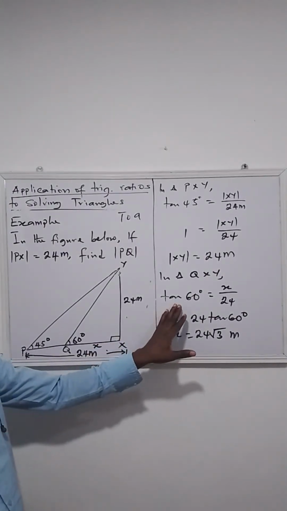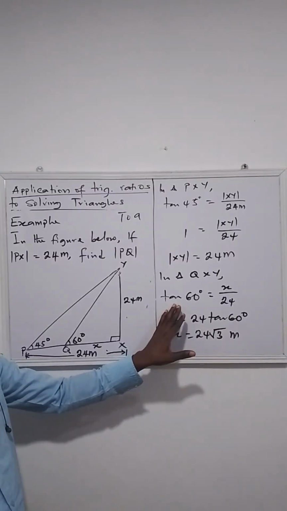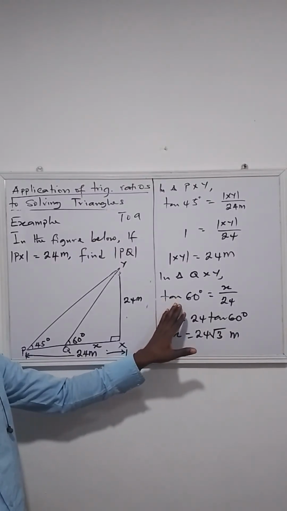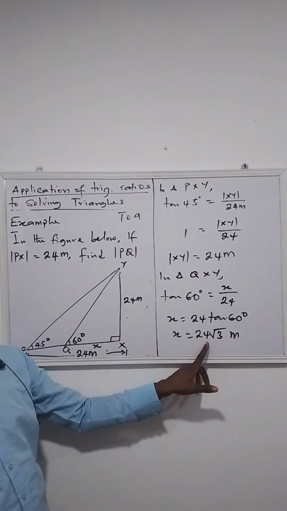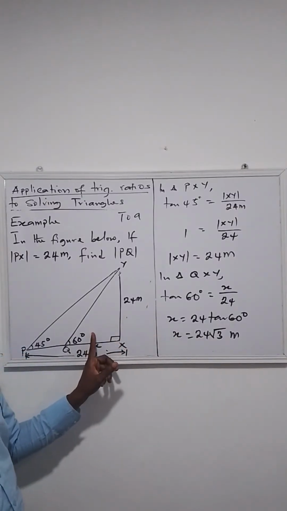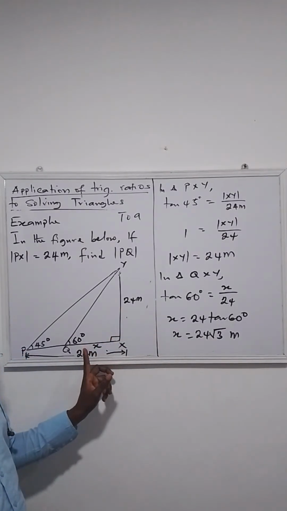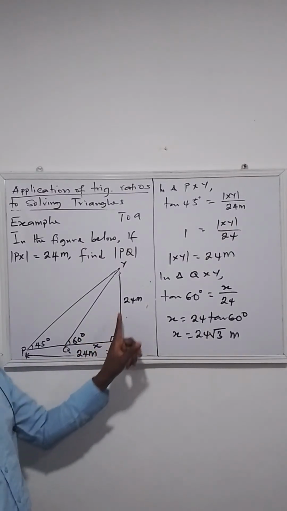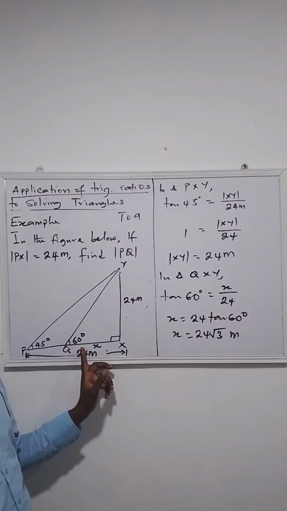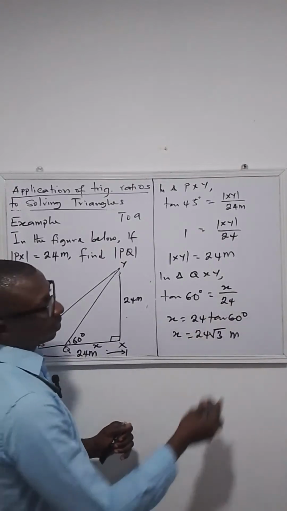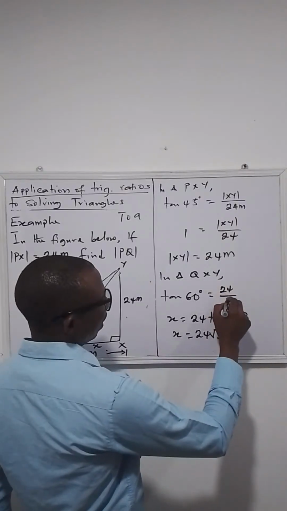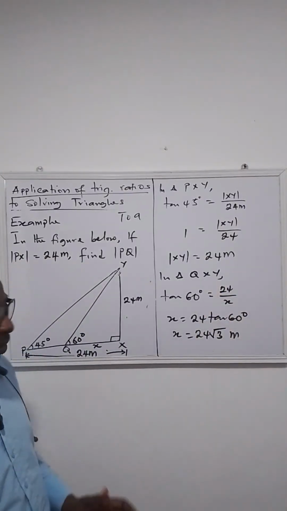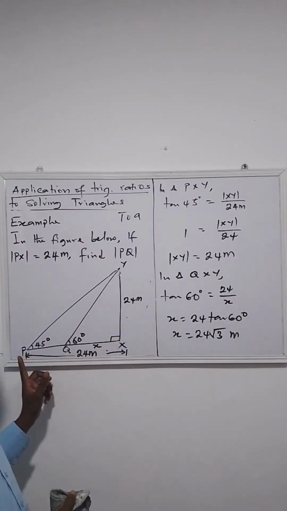I think something has gone wrong here. We are supposed to have opposite over adjacent, because I'm looking at it now, and this is bigger than this, so that means something is wrong. What we're supposed to have here is opposite over adjacent. So that's going to be 24 over x. We need to adjust this: opposite, that is 24, over adjacent, that's x. You can see, because this cannot be bigger than this.